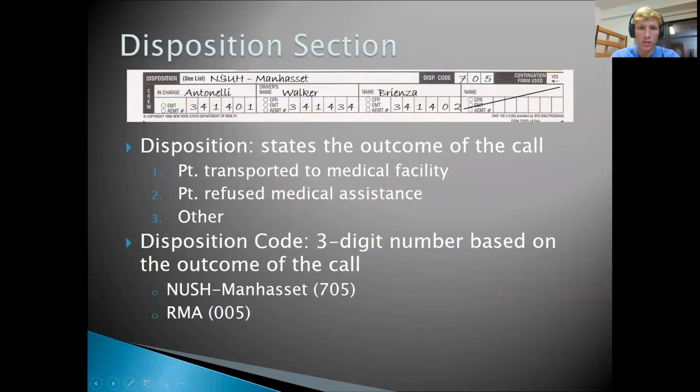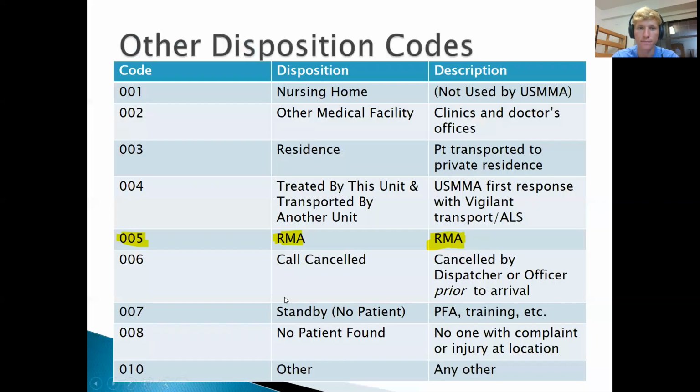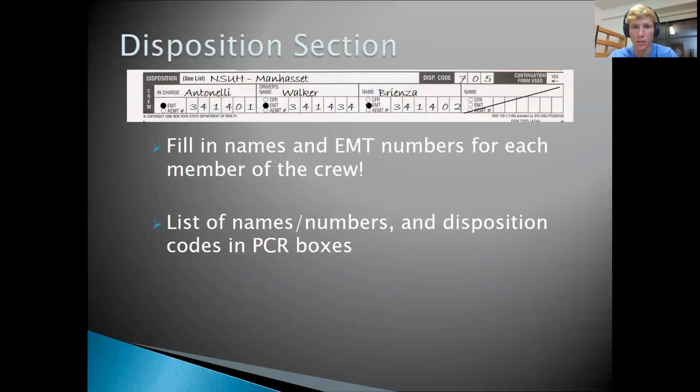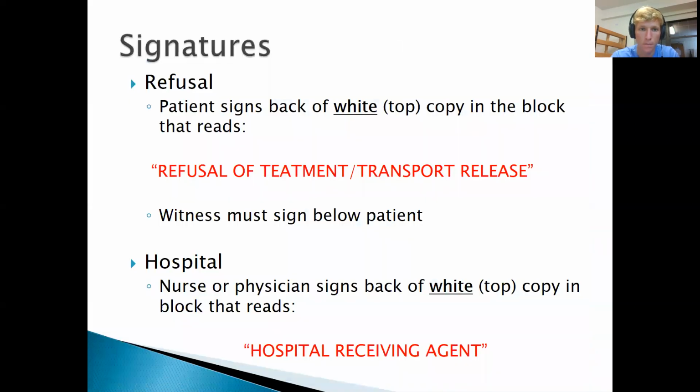So this is your disposition. North Shore Manhasset is 705, and just as an example, RMA is 005. If you transfer care to Vigilant, it is 004. All those numbers are on the back of the PCR. And fill in the name. The crew chief will be in charge. The name here, bubble an EMT with your EMT number, and all the other people will have their name and EMT numbers in the boxes to follow.